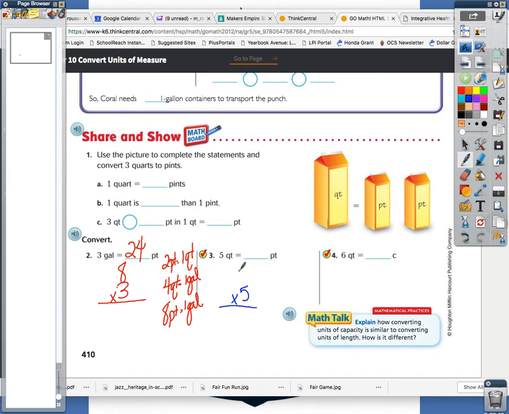Refer back to your chart. You can see that there are 2 pints in a quart. 2 times 5 would give us 10 pints.